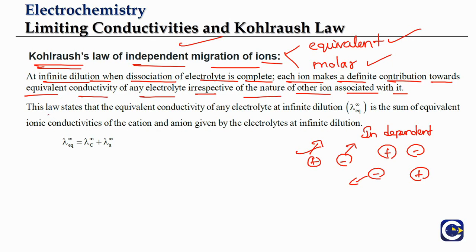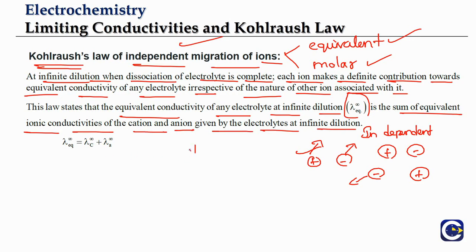And the law for the equivalent conductivity says like this: the equivalent conductivity of an electrolyte at infinite dilution, which we indicate as lambda equivalent infinity, is the sum of equivalent ionic conductivities of cation and anion given by the electrolyte at infinite dilution. So we have cations coming, we have anions coming. If you take one equivalent of the electrolyte, it is going to give a specific number of cations and a specific number of anions.